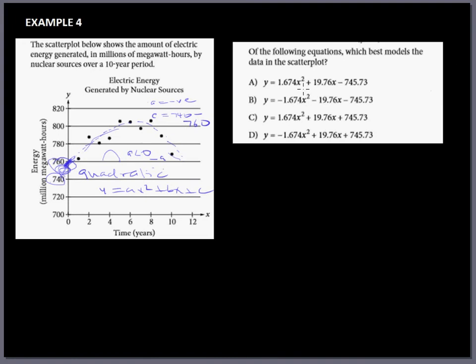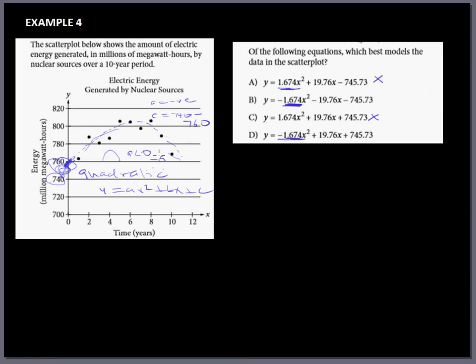So let's come back here. Here I have a positive a, so this is not possible. That means I can actually eliminate this and that. When I look at my b, yes, I see a positive and negative 1.67, and that satisfies my requirement. It turns out D has the same thing.